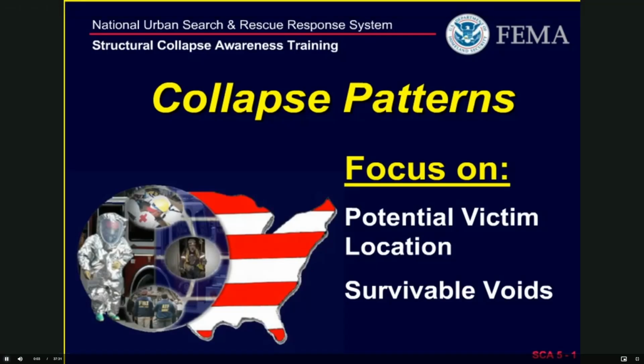We now talk about collapse patterns. We want to focus on potential locations for victims and survivable voids. As you will see, these patterns indicate, in some cases, easily survivable voids, but in some cases, it is very difficult for individuals to survive in some of these collapses.